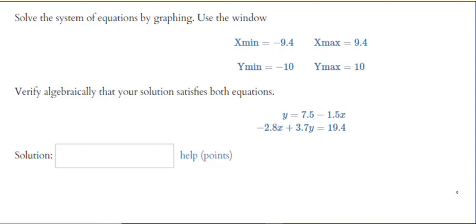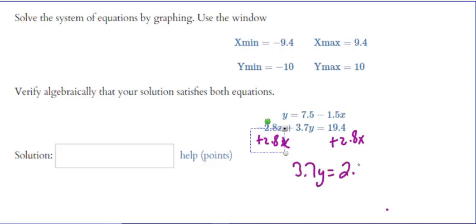In these examples, we'll be graphing the two equations, and they've given us some window limits to then find the solution. So first things first, I need to move this 2.8x over to the other side, and I've got 3.7y equals 2.8x plus 19.4, and then we'll just divide both sides by 3.7.